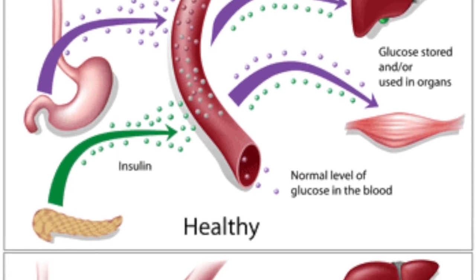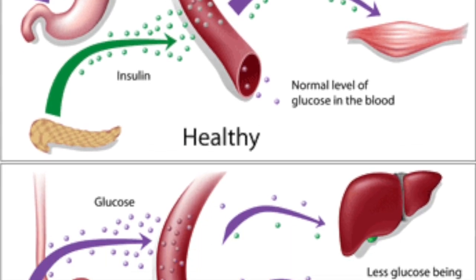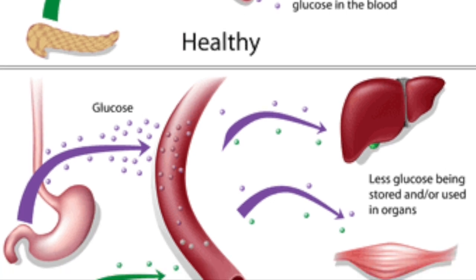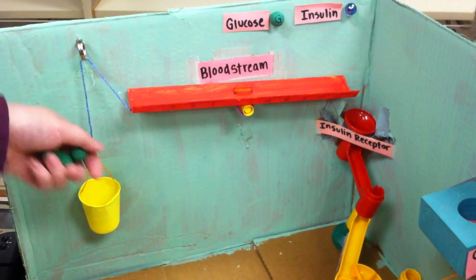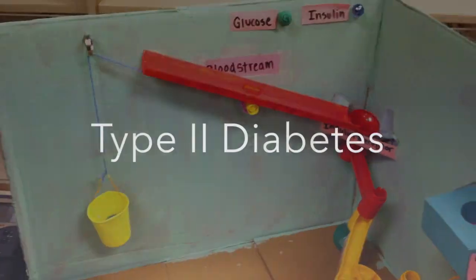Type 1 diabetes is caused when the body produces either no insulin or not enough of it. In our model, the insulin, or marble, is not released when the pancreas senses glucose intake.